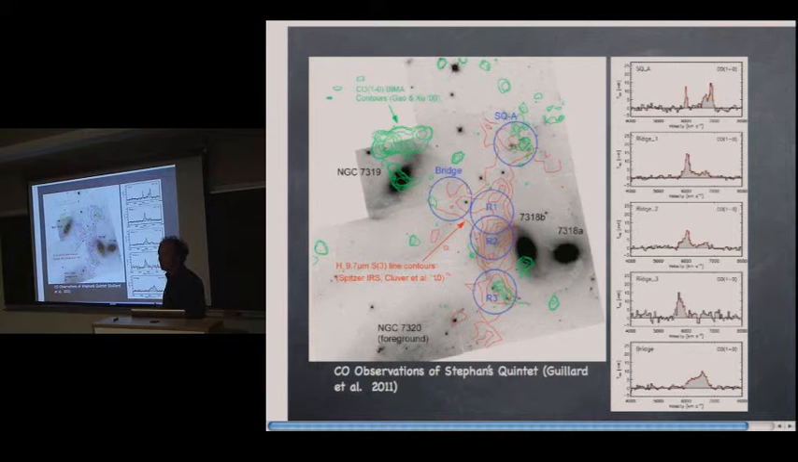And I'm assuming that basically the magnetic field is not enough to keep the clouds together with the rest of the gas.